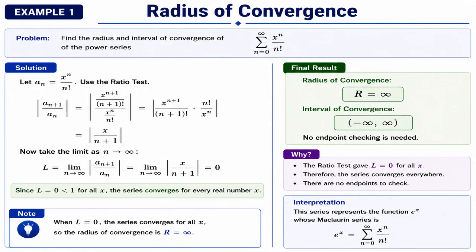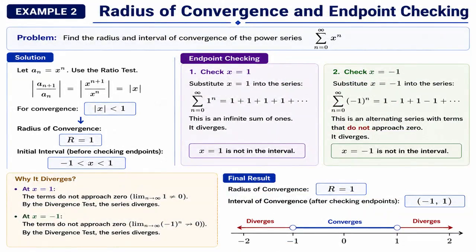Since 0 is always less than 1, the series converges for every real number. Therefore, the radius of convergence is infinity, and the interval of convergence is all real numbers. Since the interval is infinite, endpoint checking is not needed. This power series is very important because it represents the function e to the power of x.